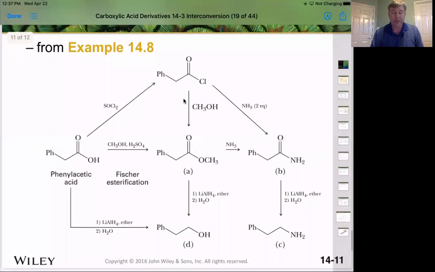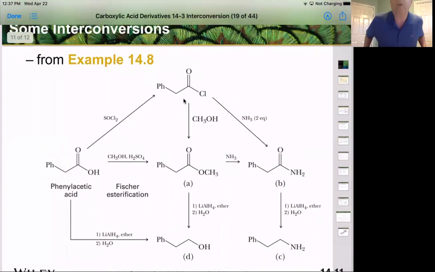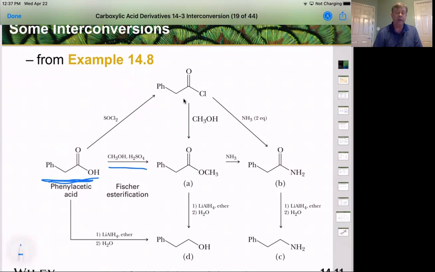Okay, so that being said, now that we know that we can go from a more reactive to a less reactive, let's do some interconversions, including the reduction steps here. So starting with this carboxylic acid, in this particular one, we can react it with an alcohol and an acid to generate our ester here. And our ester is more reactive than our amide, which means we can react it directly with an amine to generate our amide.